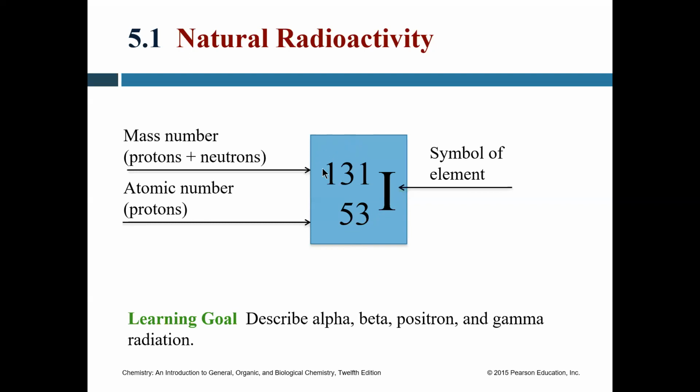And then in the upper left-hand corner, that's the number that can change. That's our mass number. Our mass number is going to be the number of protons plus the number of neutrons. If we have a heavier isotope, we're going to increase the number of neutrons. If we have a lighter isotope, we're going to decrease the number of neutrons. Isotopes correlate to radioactive stuff. Certain isotopes are radioactive or more unstable. Other ones can be stable.